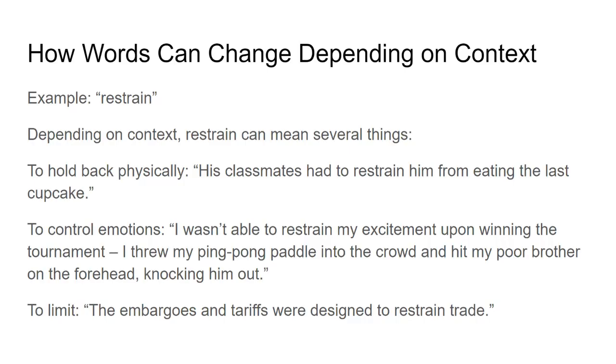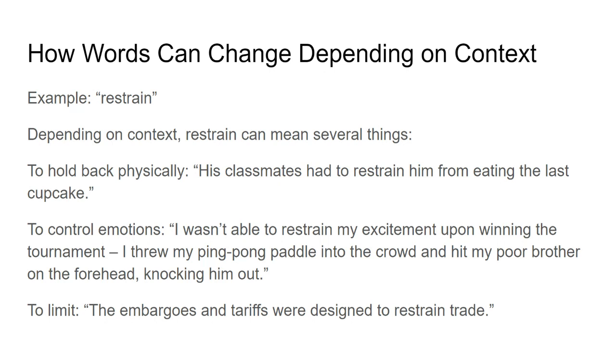Today we're specifically looking at words in context. We have some examples here about how the context of a word can change the meaning of it, or how the meaning of a word can change when it's placed in different contexts. So our first example is the word restrain. Depending on the context, restrain can have several different meanings. First, it could mean to hold back physically, as in his classmates had to restrain him from eating the last cupcake. It could also mean to control emotions.